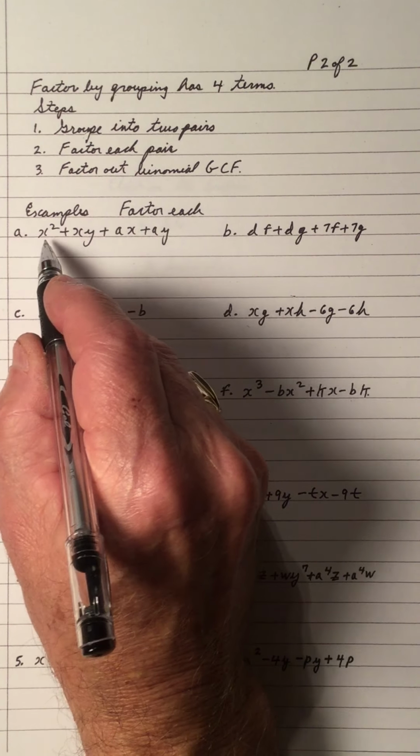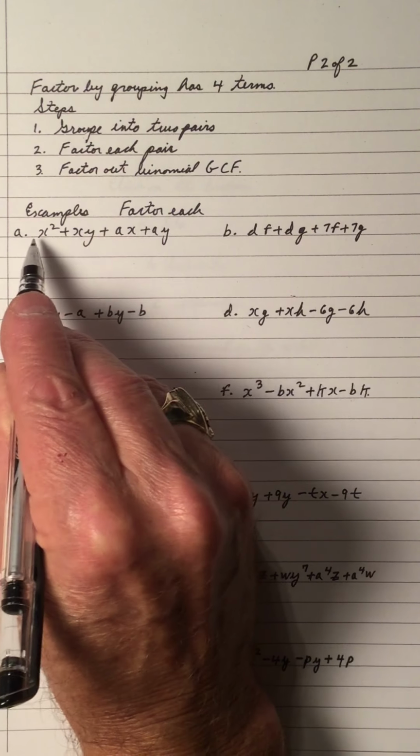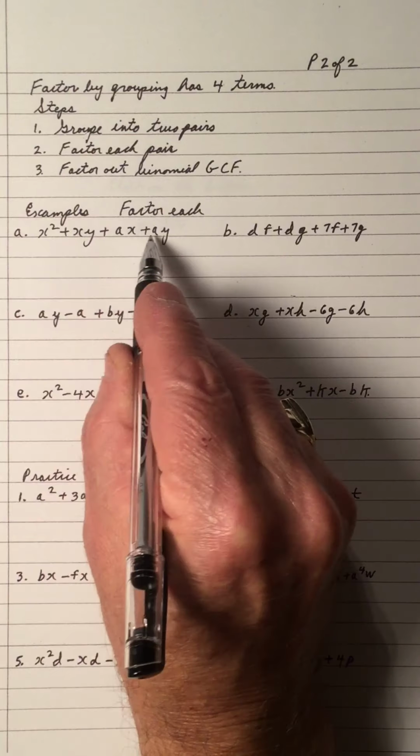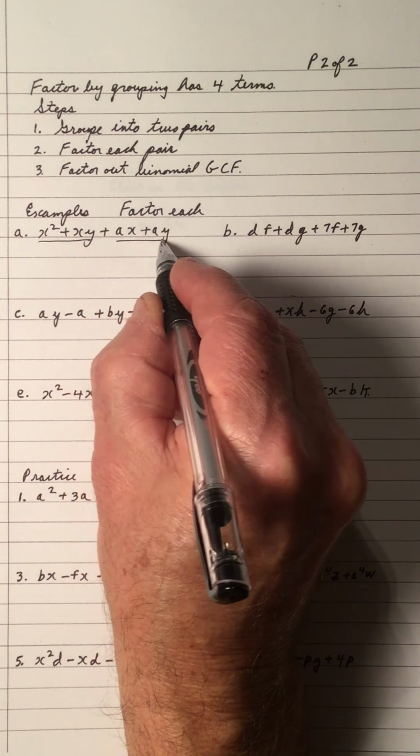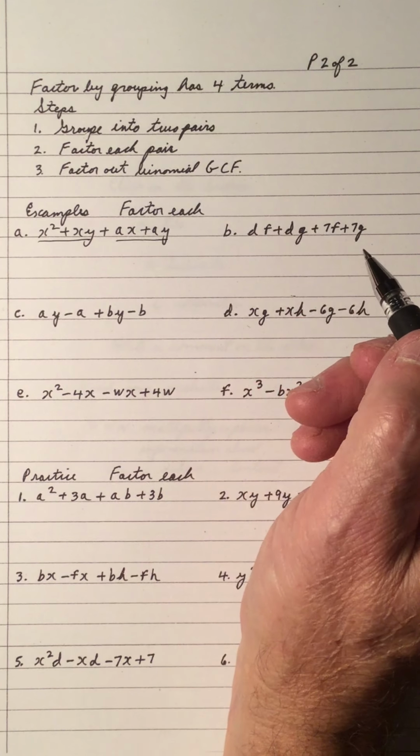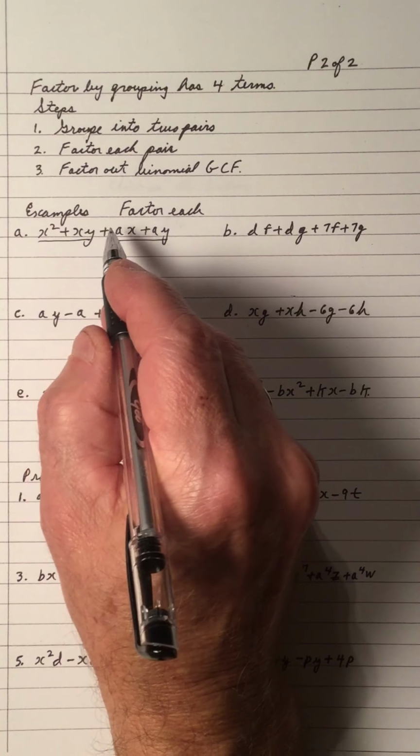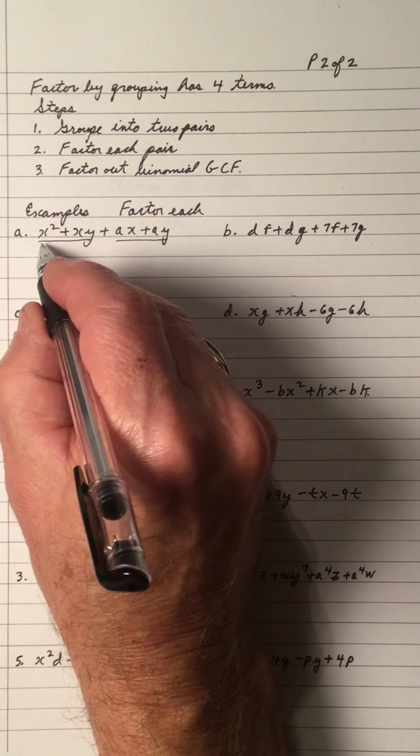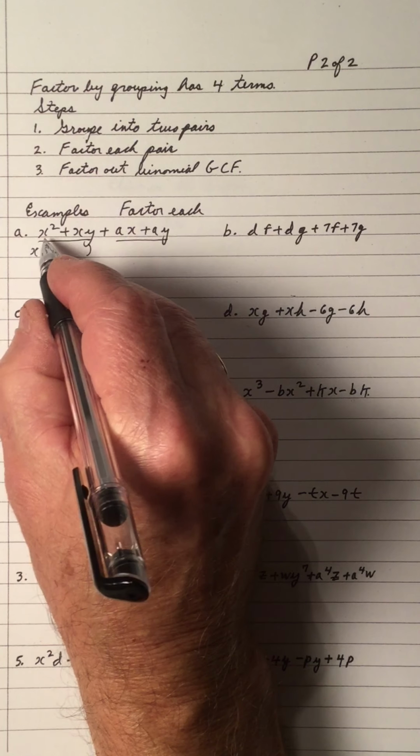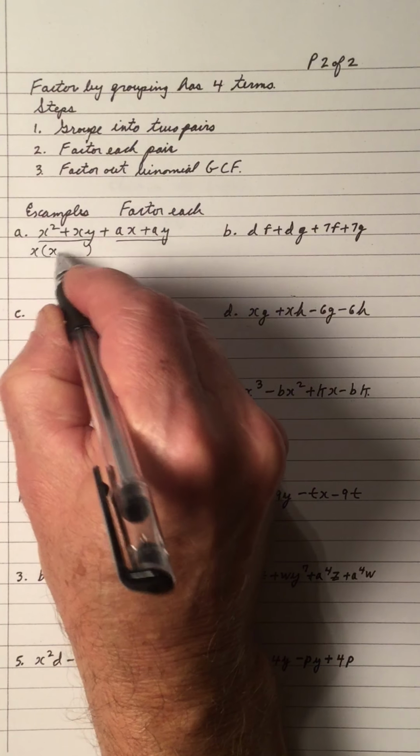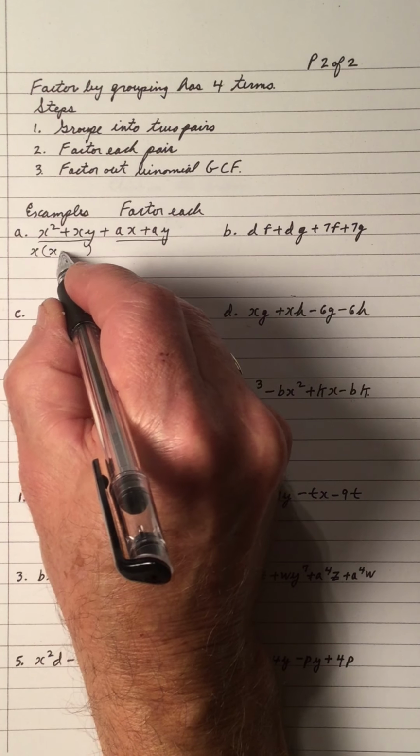Factor each. Notice I have 4 terms. Notice there's no GCF in all terms, but what I'm going to do is underline this pair and this pair. Notice I'm underlining them because I find that's the better way. I group them into 2 pairs. Now in the first pair I see an x, so I'm going to take out the x because it's common. So x squared divided by x is x. xy divided by x is y.